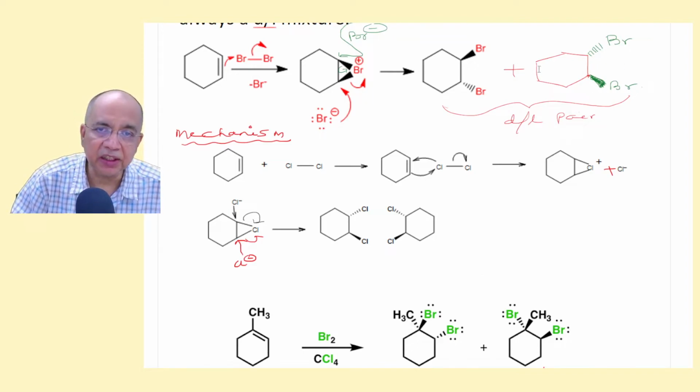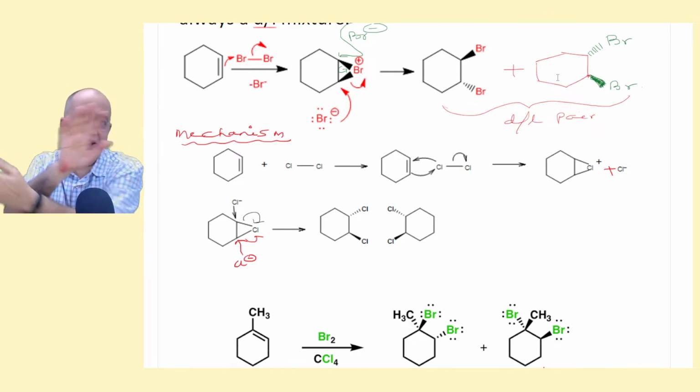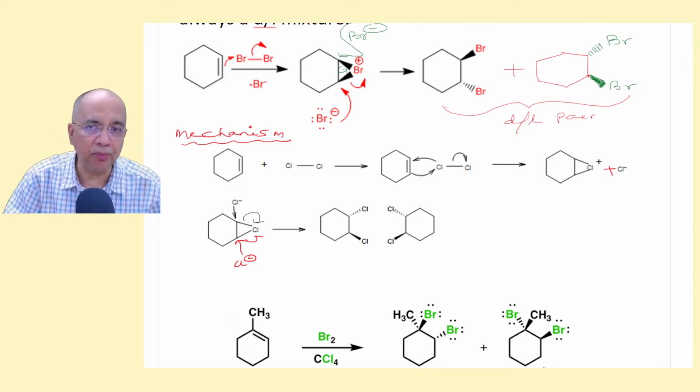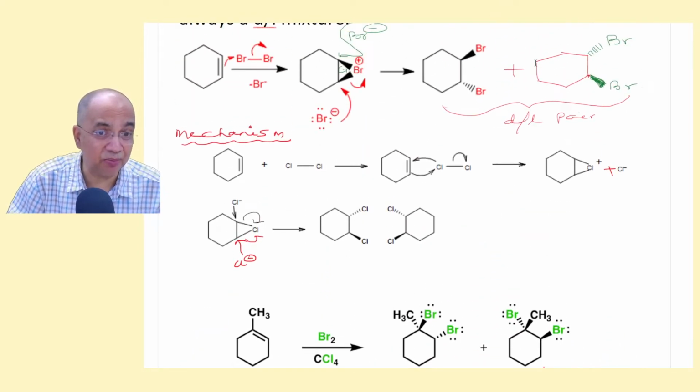But in these two structures, they don't look like mirror images. But if you turn it upside down like this, you will find this bromine will go up and this bromine will go down, and so they will be non-superimposable mirror images. But this is the simplest form.